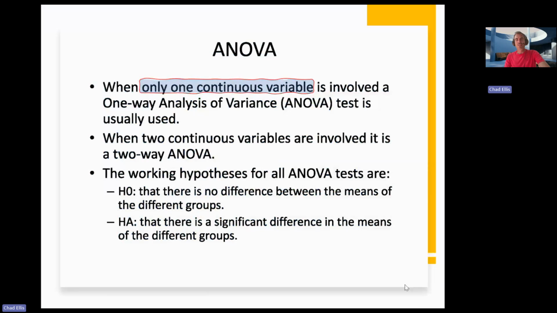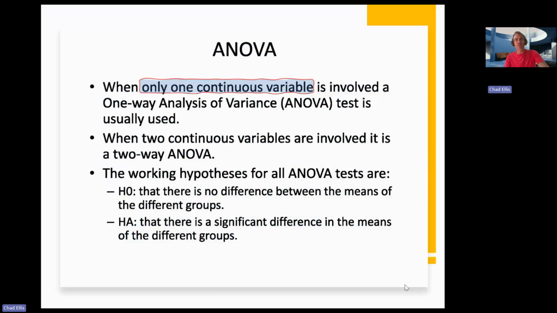So with ANOVA, we can look at various numbers of variables. If we're just looking at one continuous variable, we can run what's known as a one-way analysis of variance. But we can look at not just one variable, we can look at 2 or more variables. So if we look at 2 continuous variables across 3 or more groups, that's going to be called a two-way ANOVA.